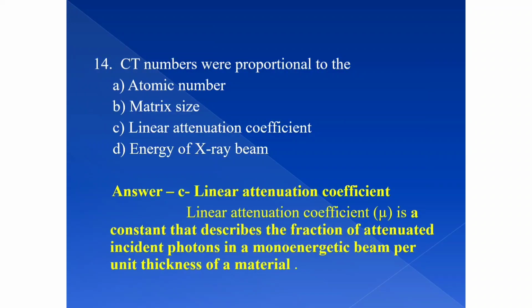Actually, we have two attenuation coefficients, linear as well as mass attenuation coefficient. Mass attenuation corresponds to kilograms, so it does not have any role in diagnostic radiology or in the case of CT. So CT corresponds to the linear attenuation coefficient, the fraction of the attenuated incident photons per unit thickness of a material.